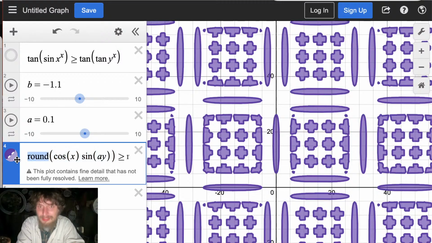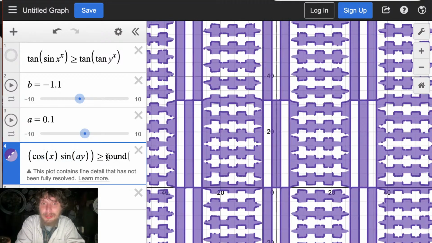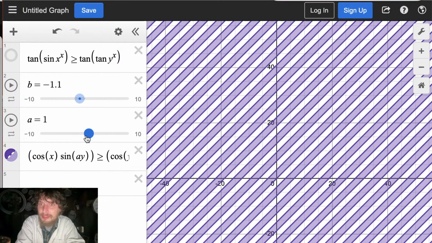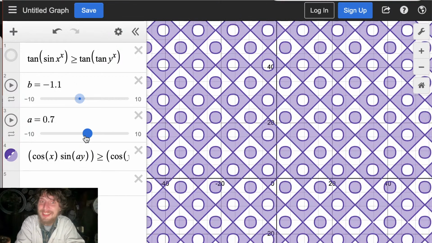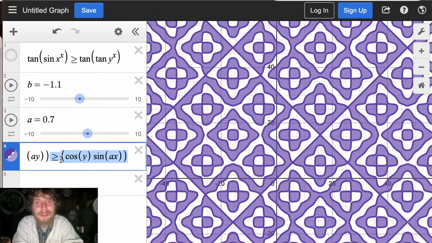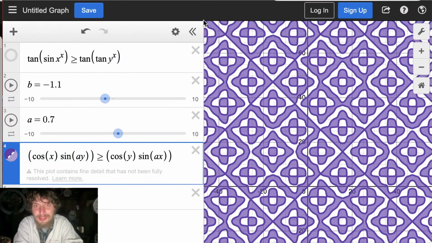Let's see. This one was neat, so I want to see what it would do without the rounds, but it might be boring without the rounds. Ooh, not really boring. Let's see if it morphs. Yeah, no, not boring at all. This is a good one. So this is cosine of x times sine of ay is greater than or equal to cosine of y times sine of ax. So it's really just this same thing copied right there. Same thing twice, except with the x and y flipped.